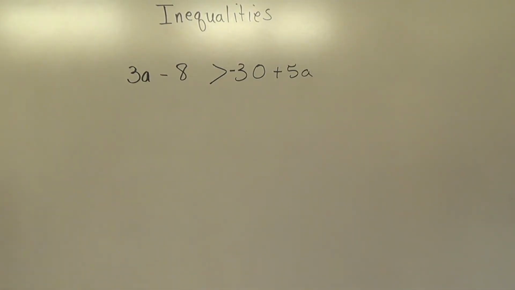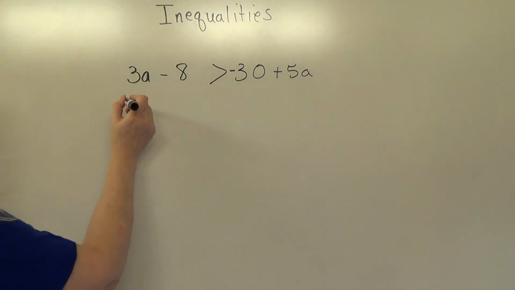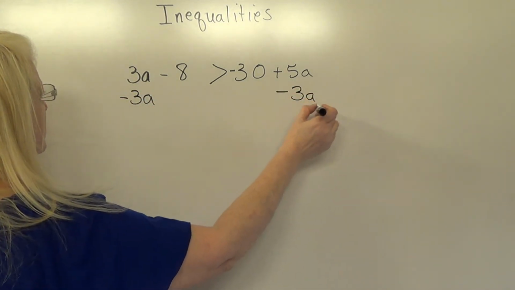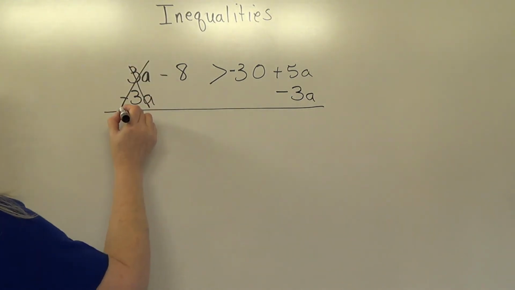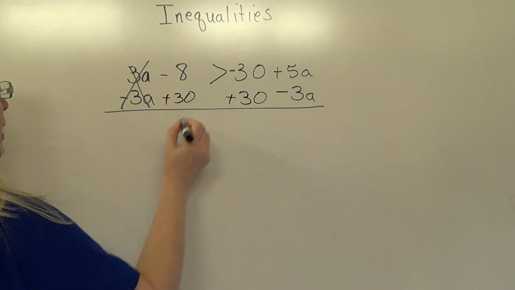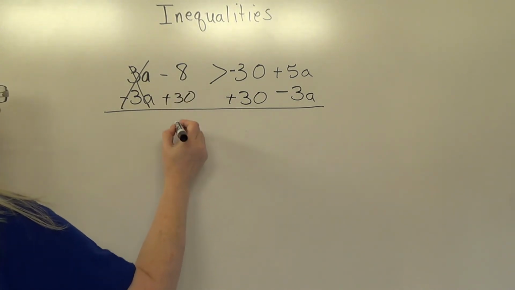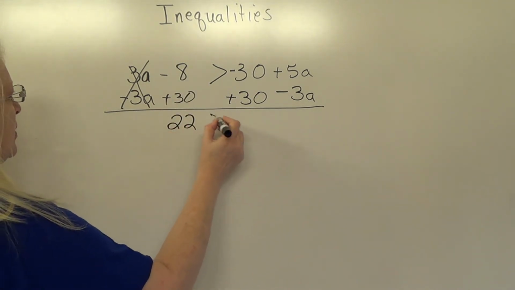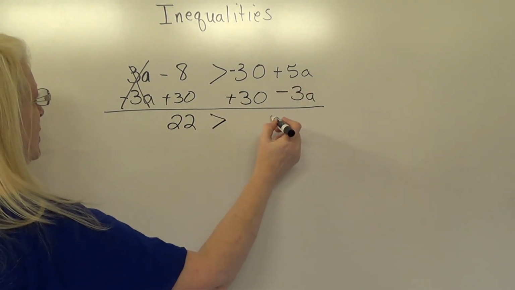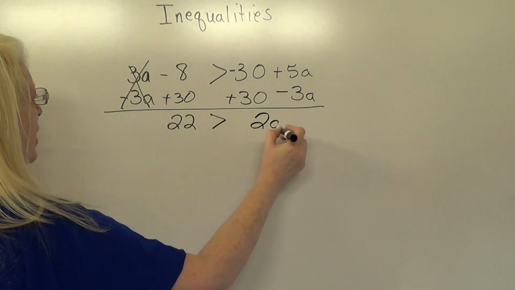All right, let's take a look at this problem. This time we have variables on both sides. I'm going to move the 3a to the other side, to the right. That cancels out. And I'm going to move the 30 to the left. And -8 and +30 is 22. I'm going to drop the inequality sign just like it is. Combine these, and that's going to be +2a.